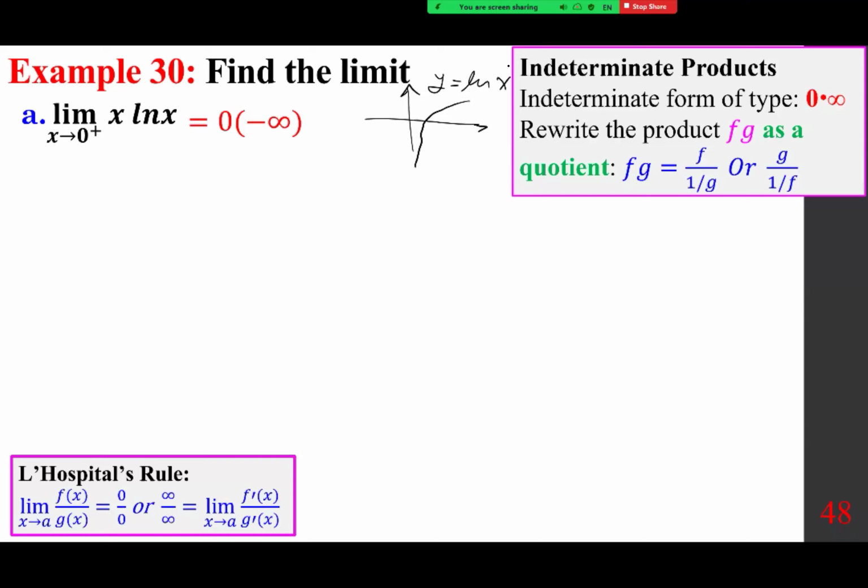This is y equals ln x roughly. So therefore, 0 times negative infinity. And so what do we do in that case? Reminding you, if we have 0 times infinity, rewrite it as f times g as a quotient. So f times g is f over 1 over g, or g over 1 over f. In this case, it's easier to take the x down and write it 1 over x.